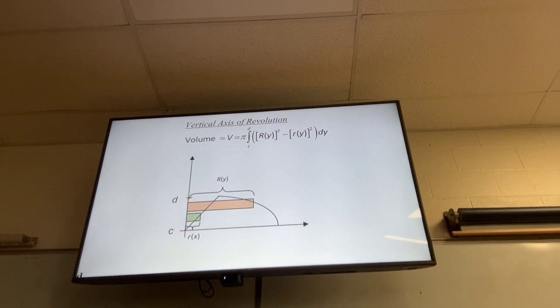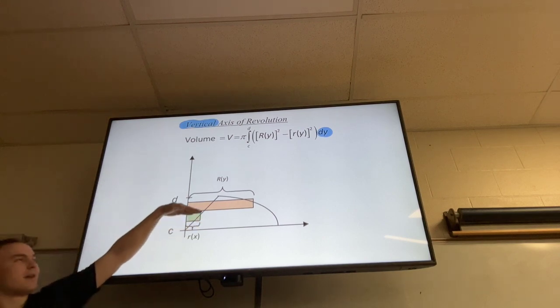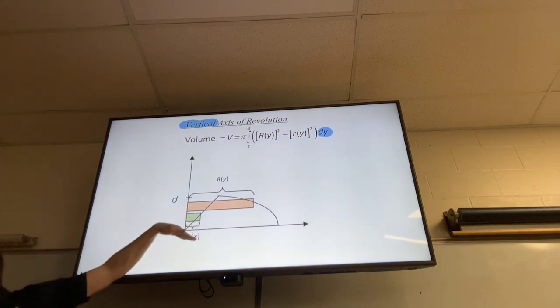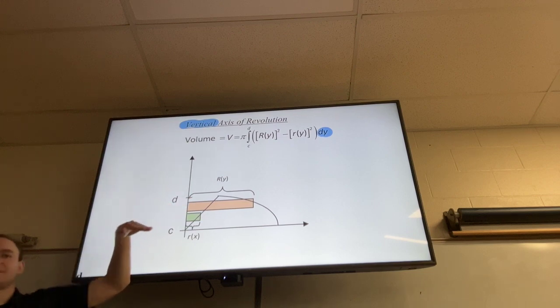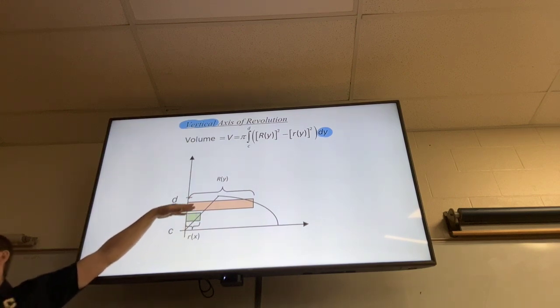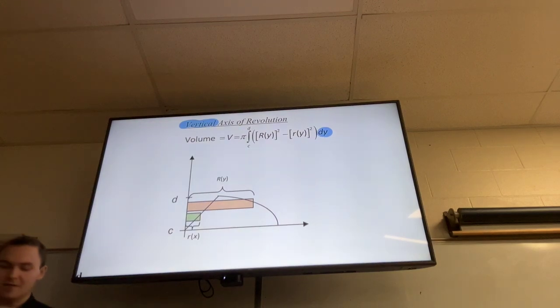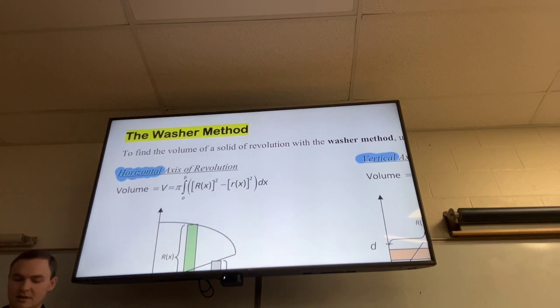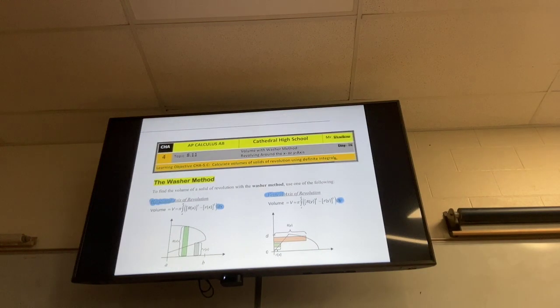Remember, if my axis of revolution is vertical, I have to integrate with respect to y, because all my circles are stacked top to bottom. Instead of adding them all up, you integrate from bottom to top. It'll make more sense when I actually do problems. If it's horizontal, I have to do an integral with respect to x. Let's go to this next one.